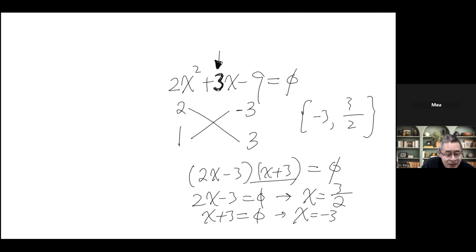Let's try. Yeah, just keep practicing, keep trying, okay? If it doesn't work for one, you can just play with different ones and you'll see it. Okay, try this one. I'll be right back.